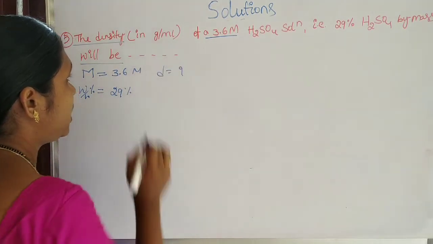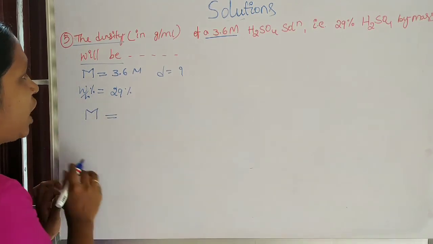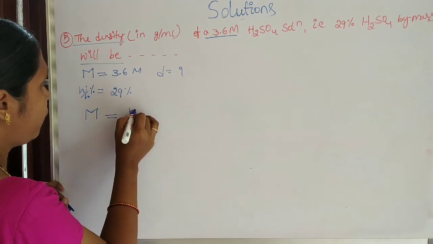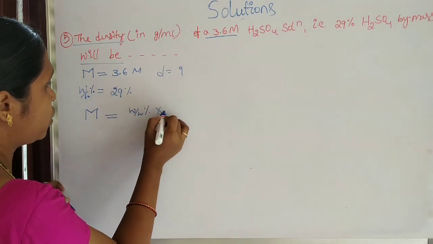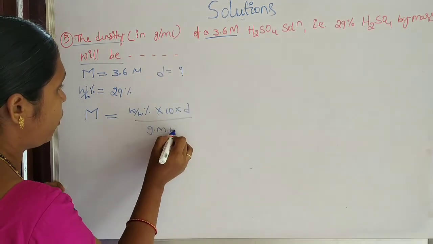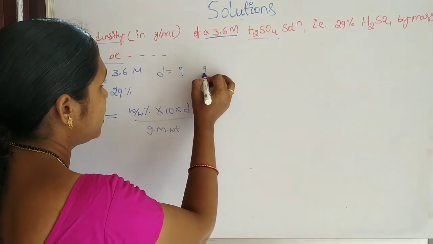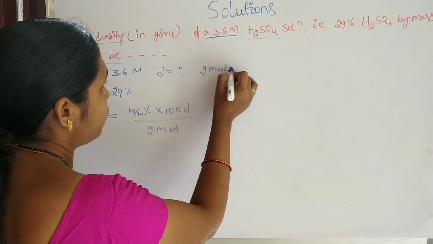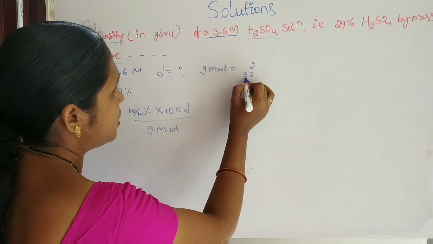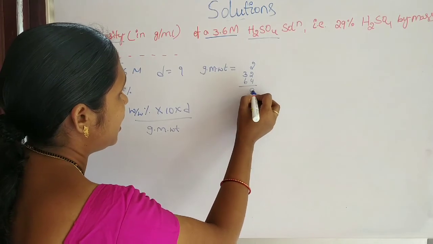What is the formula for the relation? What is the formula for molarity? On the basis of the density relation, molarity equals weight percentage into 10 into d by gram molecular weight of solute. Here, what is the solute? H2SO4. Then what is the gram molecular weight of H2SO4? That is 2 plus 32 plus 64 for oxygen. So that is 98.